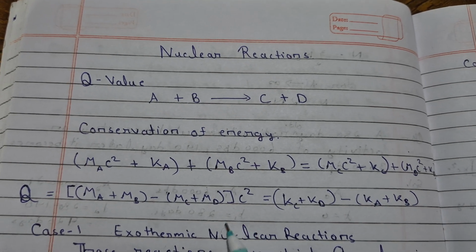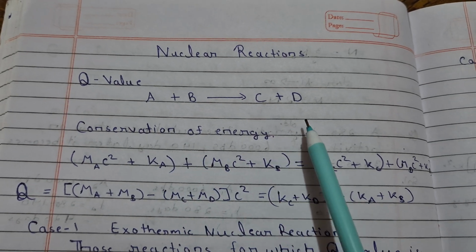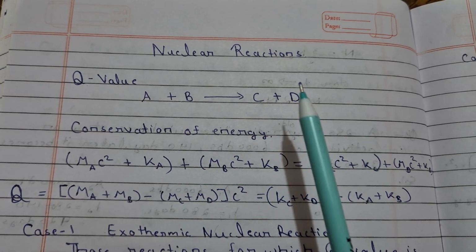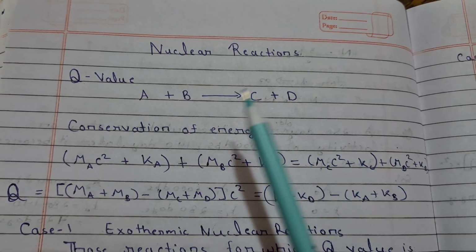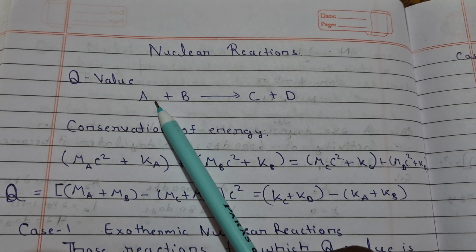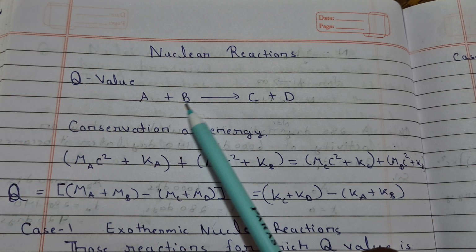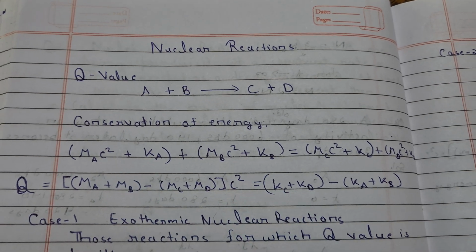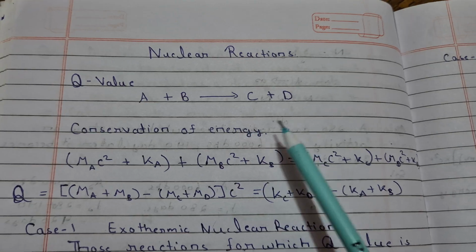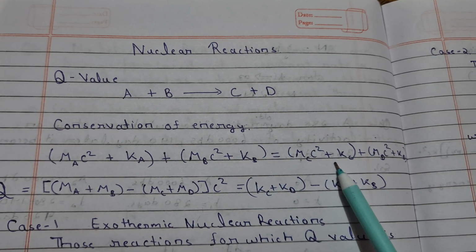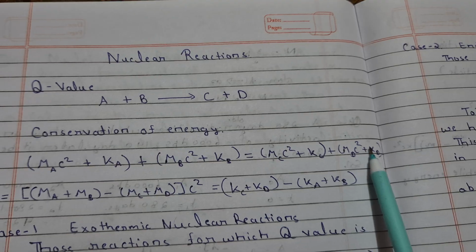So what is Q value? If you have any reaction like A plus B converting into C plus D, then first you need to see that there will definitely be conservation of energy. For A and B, the total energy will simply be the rest mass energy plus the kinetic energy of A, then the rest mass energy of B and the kinetic energy of B. So that will be MAc² plus Ka plus MBc² plus Kb. And this must be equal to the total energy of C plus D, that is MCc² plus Kc, MDc² plus Kd.